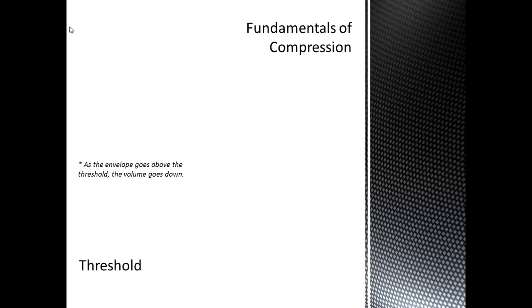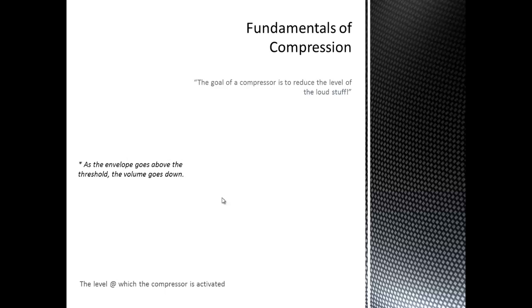So to recap some of the fundamentals of compression, we know that the goal of a compressor is to reduce the level of the loud stuff, while at the same time trying to make the quiet things sound louder. As the envelope goes above the threshold, the volume goes down. And we know that the threshold is the point at which the compressor is activated. To help shape the sound, we use compressors to level out the transients, so to speak. And transients are moments when the amplitude changes a lot in a short amount of time.